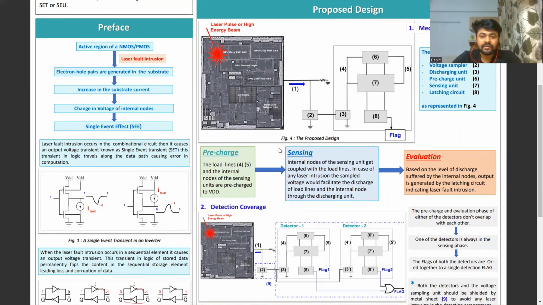This consists of three phases of operation, namely precharge, sensing, and evaluation. In the precharge phase, the load lines 4 and 5 and the internal nodes of the sensing unit are precharged to VDD. In the sensing phase, the internal nodes of the sensing unit get coupled to the load lines, and in case of any laser intrusion, the sampled voltage facilitates the discharge of the load line and the internal node through the discharging unit. At last, in the evaluation phase, based on the discharge level suffered by the internal nodes, the output is generated by the latching circuit, indicating a laser fault intrusion.